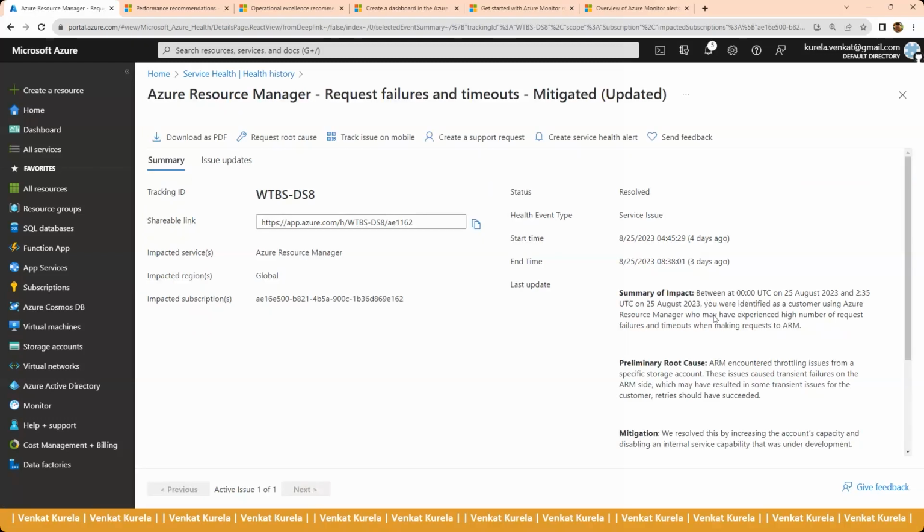Between so and so time, you were identified as a customer using ARM who may have experienced a high number of request failures and timeouts when making requests to ARM. That means whenever you tried to create a virtual machine or any other resources, they failed on that particular date and time. So, like I said, there is nothing wrong from our side. We tried creating something, it failed. It is because of an issue that happened at Microsoft's side.